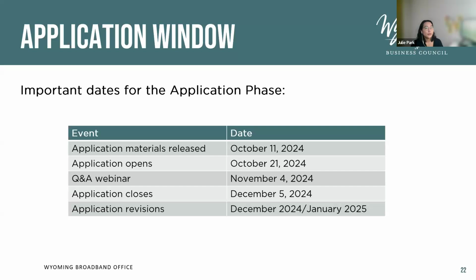And then finally, I would just like to make you aware of some important dates to be looking forward to for the application phase. On October 11th, the application materials were released, and this was this past Friday, and the application is set to open on October 21st. The next and final webinar that is planned is going to be on November 4th.